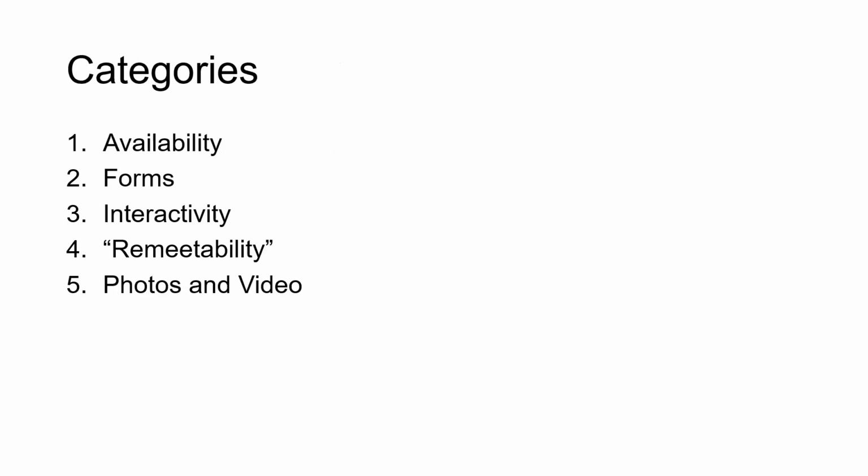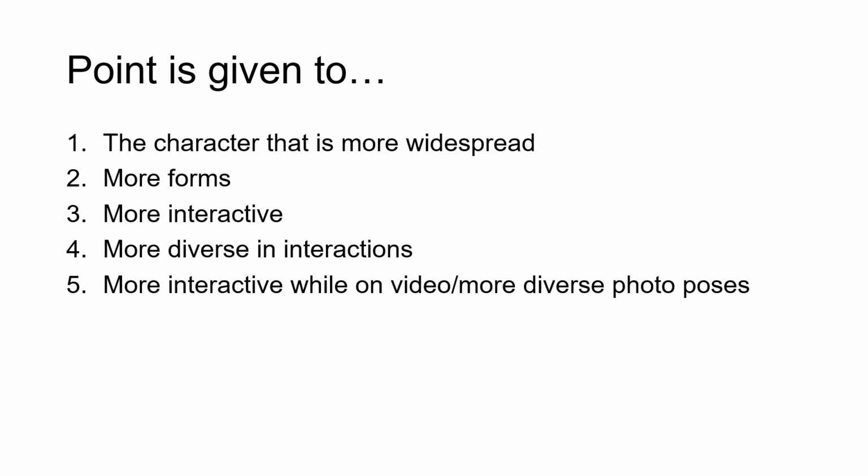And finally, number 5, photos and video. The point is given to the character that has more diverse poses for pictures or is more interactive while on video. If there is a tie, then both characters get a point. The character with more points at the end of the duel wins.